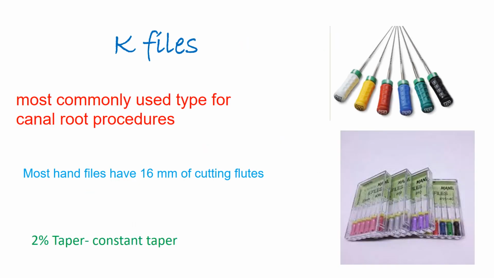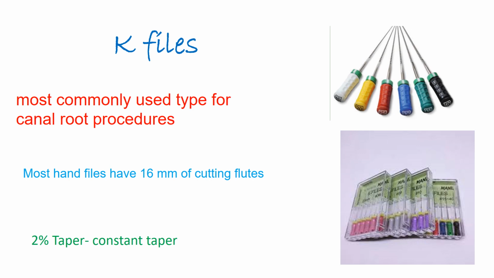Among the manual files, the first file is the K file, and these are the most commonly used type of files for root canal procedures. These files have an active cutting part of 16 mm, and they have a constant taper of 2%. Now again, a constant taper of 2% means that after every 1 mm increase along the file, the diameter increases by 0.02 mm.